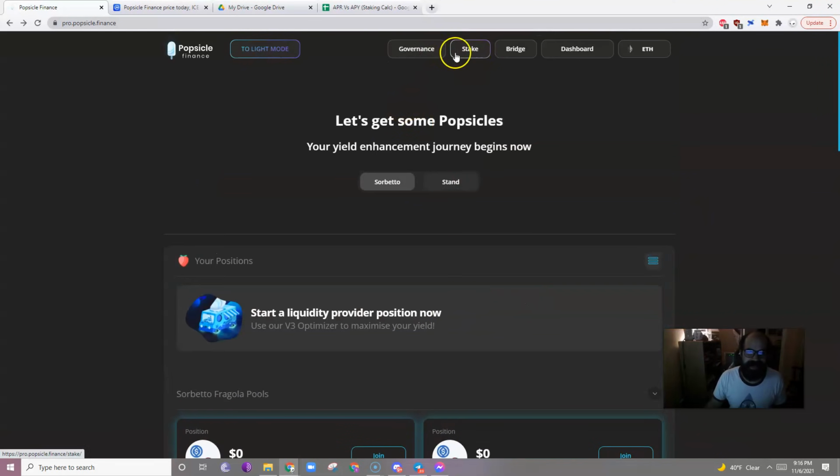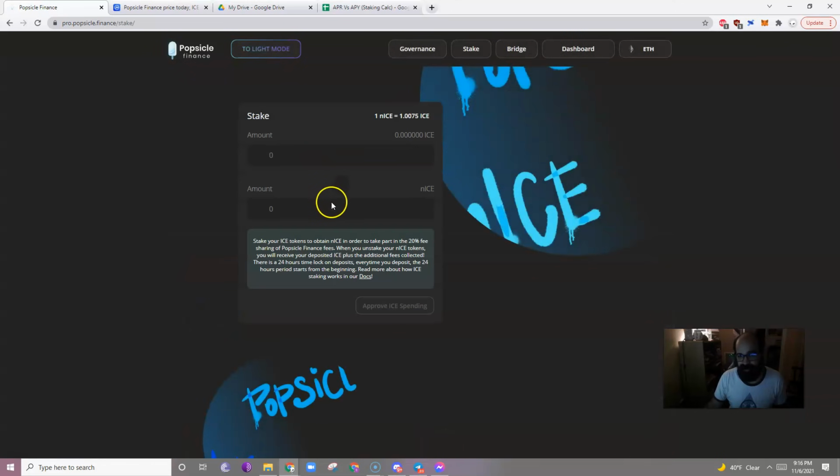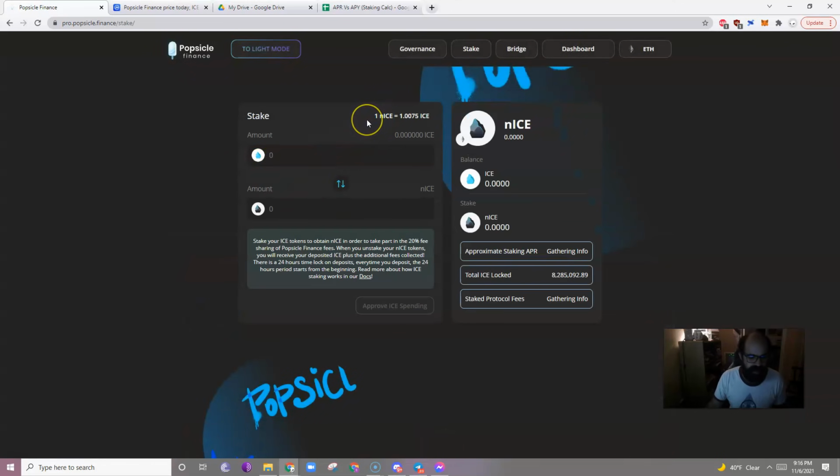All right, let's look at the staking. So here you can just stake your wonderful ICE for NICE, and it doesn't tell you what your staking APR is now. I would imagine that people utilizing this platform at the moment, staking their ICE, are probably seeing some pretty decent APR, and you can see actually this right here.